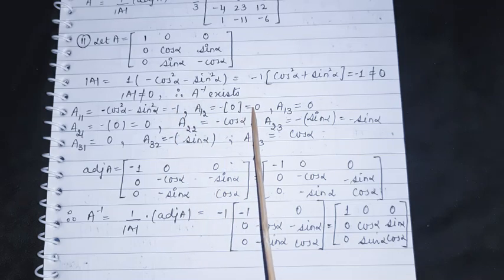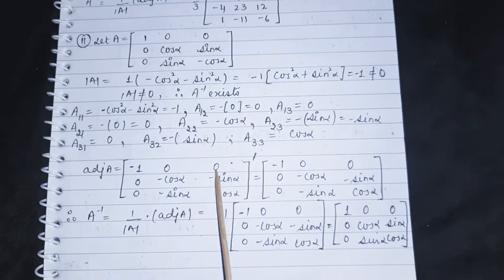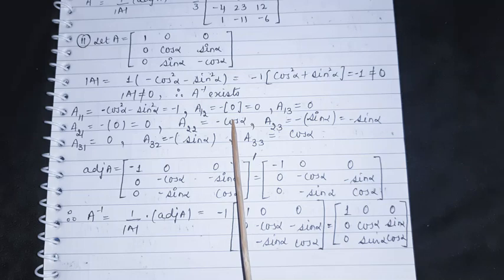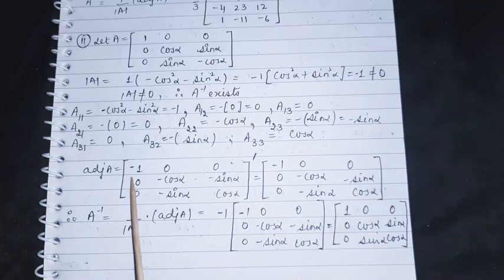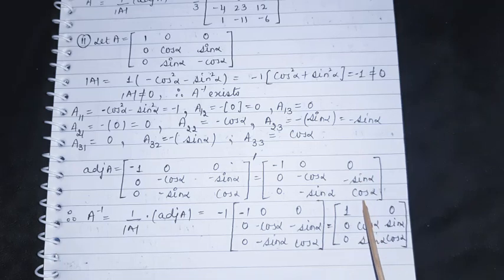So minus 1, 0, 0. So it's minus 1, 0, 0 here. The next is 0 minus cos alpha minus sin alpha. So it's written here. And the third row, 0 minus sin alpha cos alpha. So 0 minus sin alpha cos alpha, we will take the transpose. First row will become first column. Second row will become second column. And third row will become third column.